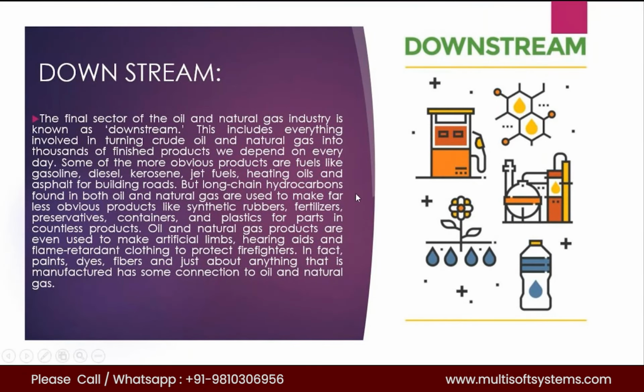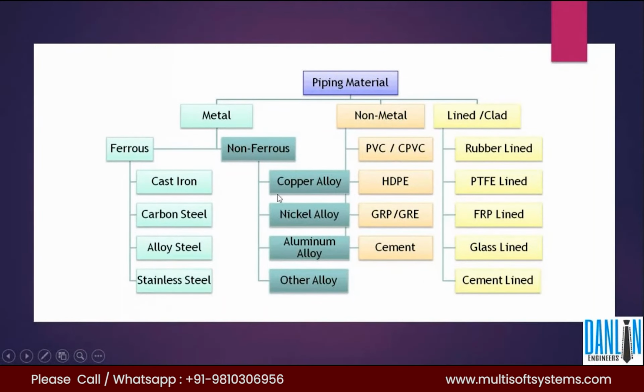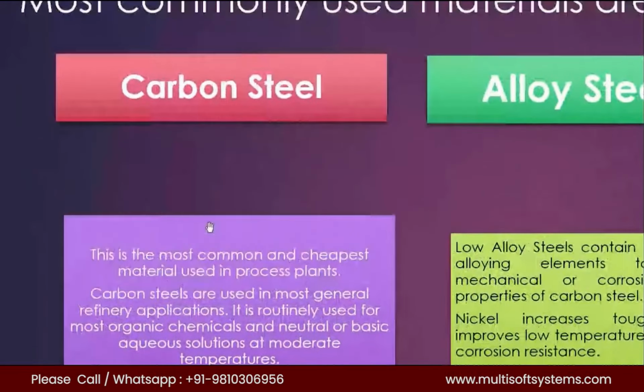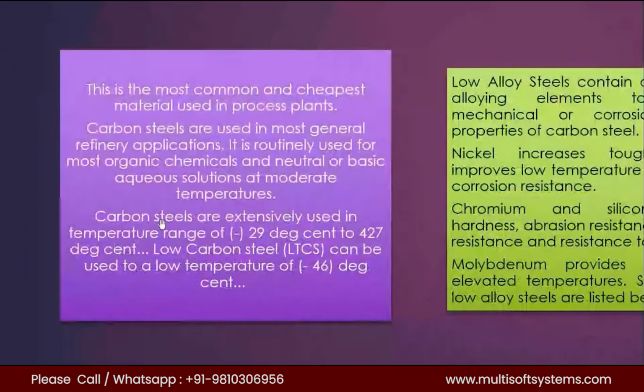Now we will come to some material suggestions. Piping materials can be ferrous and non-ferrous, and also non-metals. The main ferrous materials we use in our projects are carbon steel, alloy steel, and stainless steel. For that, what does the difference mean? Carbon steel is used for the temperature range from minus 29 degrees Celsius to 427 degrees Celsius, and even down to minus 46 degrees Celsius, we can use carbon steel.